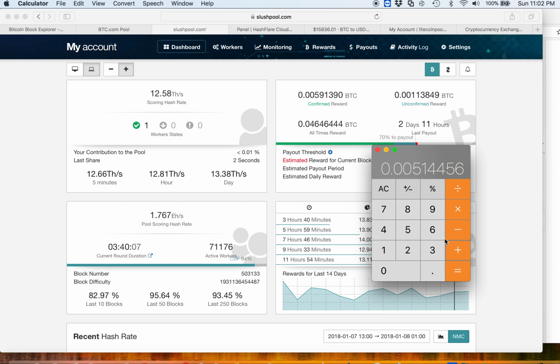Then let's add it to the Bitcoins that I have in Slush pool. So plus 0.04646444 plus the unconfirmed reward, which is 0.00113849. Okay, so that's 0.05274749. And let's multiply this with the current rate of Bitcoin, which is 15,844. Okay, so that's 835.73 for the Bitcoin.